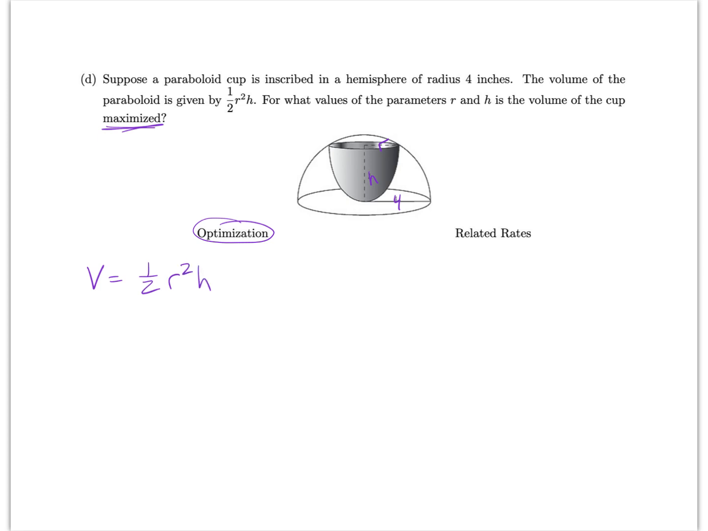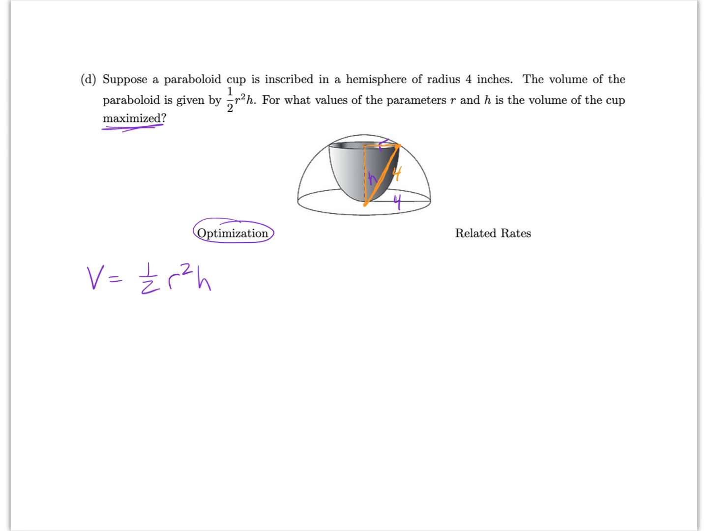And that's too many variables. I want to maximize this. I want to maximize volume, but I can only have one variable on the right-hand side. It's got to be an r or an h. So I have to figure out a way to get rid of one of these variables. So I'm going to use the fact that the hemisphere has a radius of 4, and I can draw in a radius anywhere. From the center of the hemisphere to the edge of the hemisphere is a distance of 4. And so I have h squared plus r squared equals 4 squared.